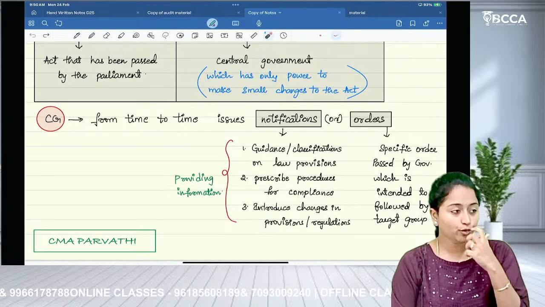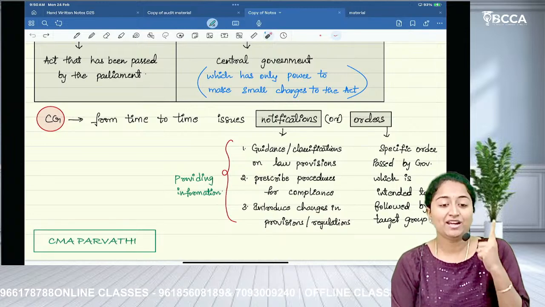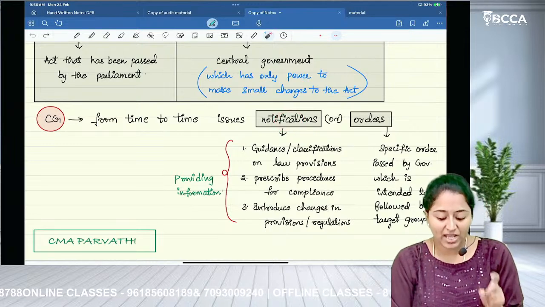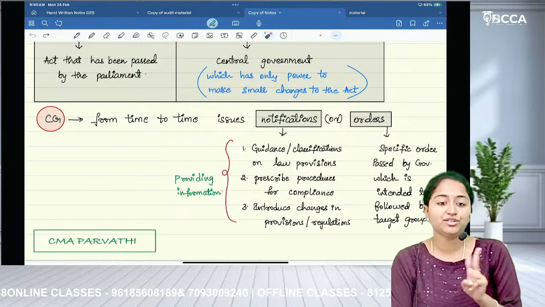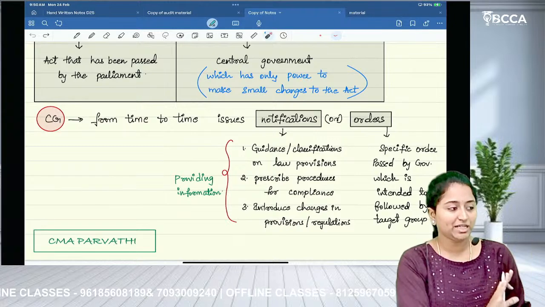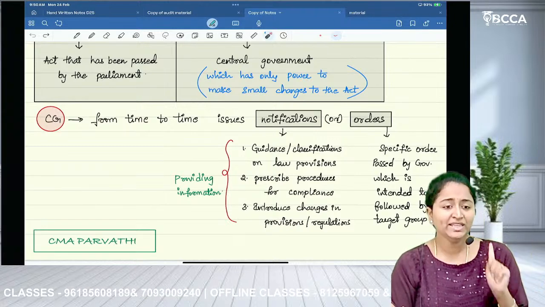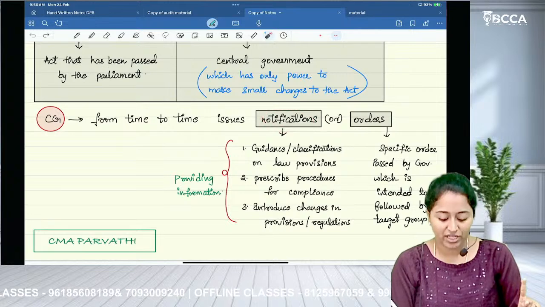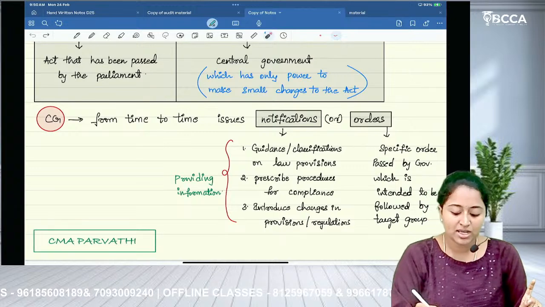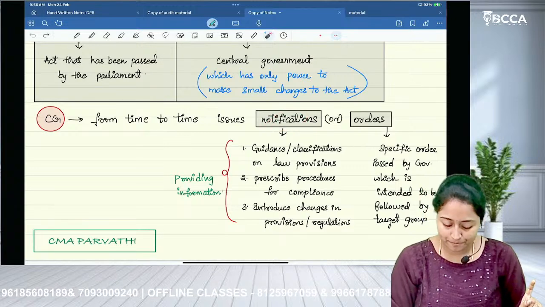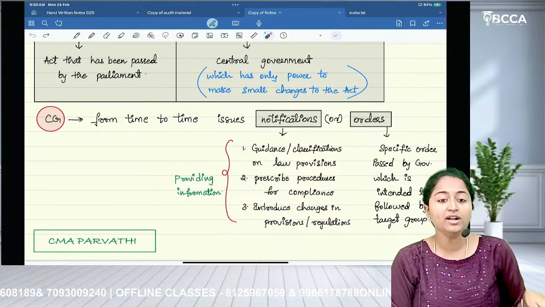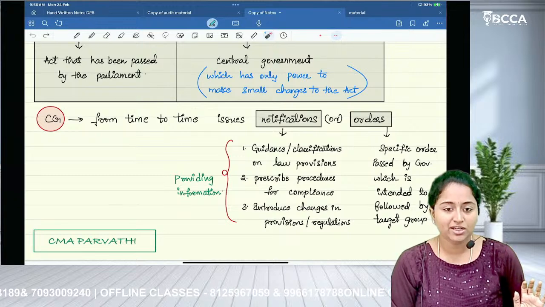If they want to give any clarification regarding any law provision, then they can issue a notification for that. If they want to prescribe any procedure for compliance, which means only for these industries, for these companies, this particular law is applicable, in that case also they can issue a notification. Or if they want to introduce any new changes in the provision or regulation, they can issue a notification. These are nothing but to provide information that changes have been made and you have to make it applicable in your records.